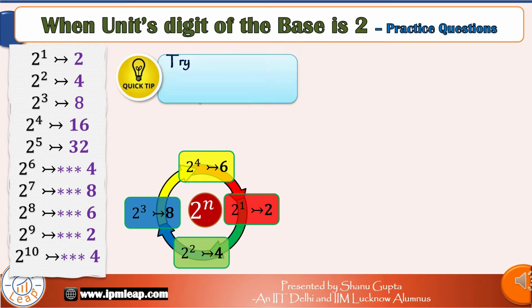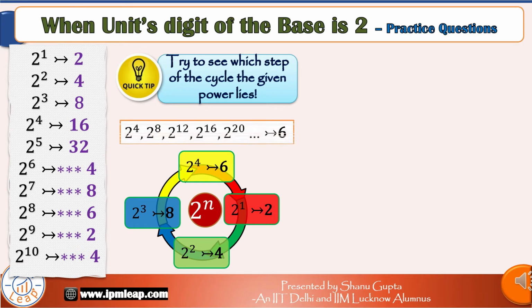So pay attention. The fourth step of this cycle is when you have 2 raised power 4 or 2 raised power 8 or 2 raised power 12 or 2 raised power 16 or 2 raised power 20 and so on. When powers are multiples of 4, we are at the fourth step of the cycle when the units digit will be 6. Next important question is, how do we find out which step of the cycle a given power lies? So let's try out a question to understand this challenge.